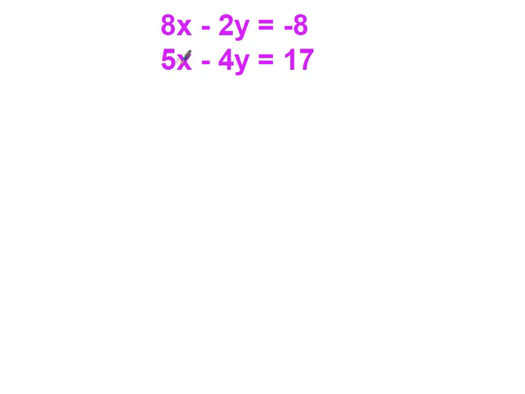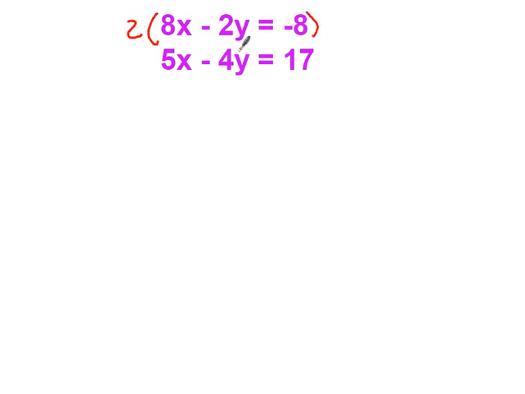I have to have the same coefficient for either my x's or my y's, and then I also have to have one be positive and one be negative. So right away when I look at 8 and 5, these don't look very easy to get to the same number. So if I look at 2 and 4 though, I know I can multiply 2 by 2 to get to 4. So that can give me the same coefficient, so that's good. So I know I have to multiply this whole thing by 2.